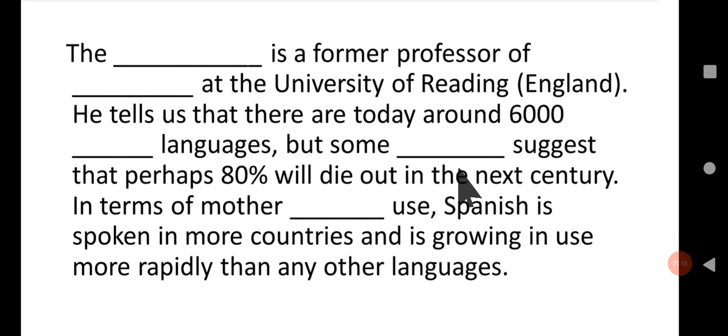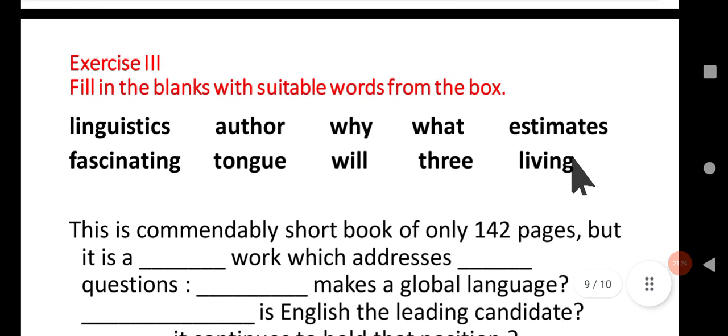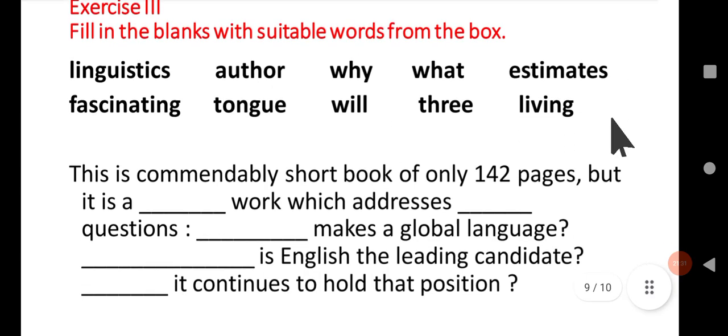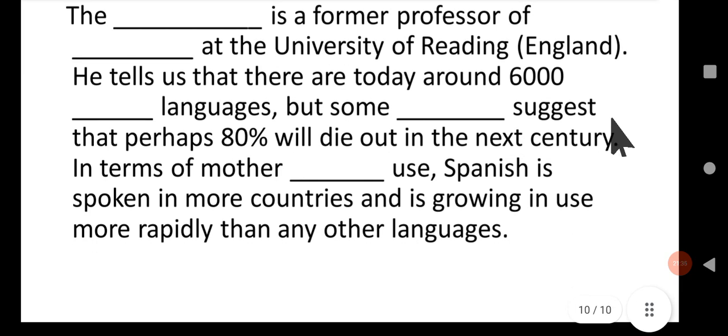Next. But some dash suggest that perhaps 80% will die out in the next century. But some dash suggest. Which one can we use here? But some estimates or but some tongue? But some estimates, in the sense of some kind of research. Okay, it suggests that perhaps 80% of these languages will die out in the next century.